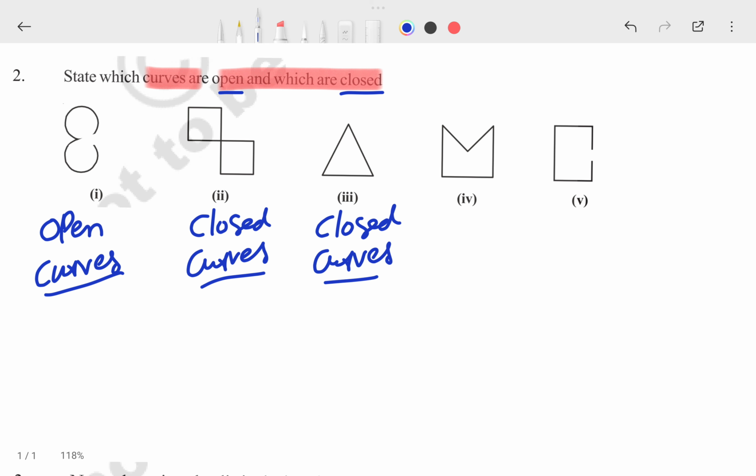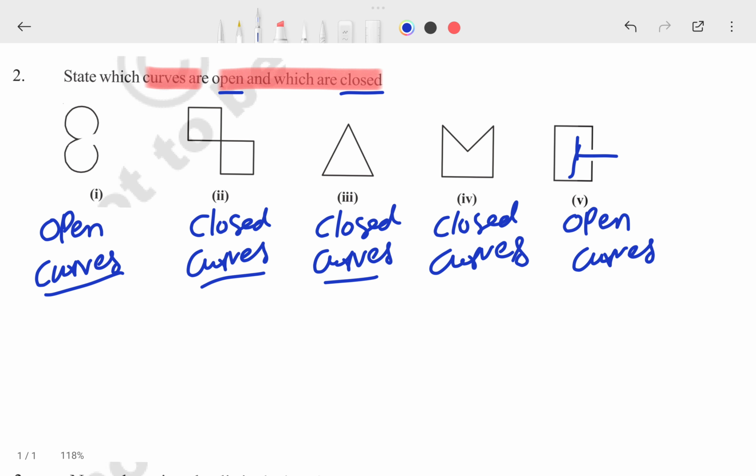No, it is not possible. So overall this is also a closed figure. So this is also a closed curve, or you can write curve figure also. Okay, now look at this one: you will enter in this side, so this is open, so this is an open curve. Okay, is it clear?